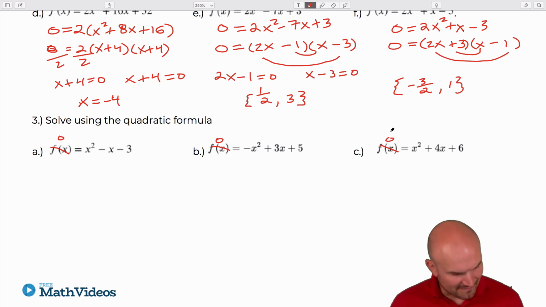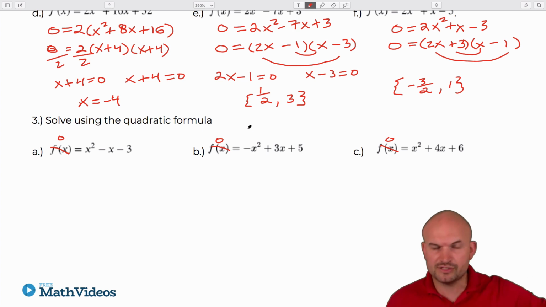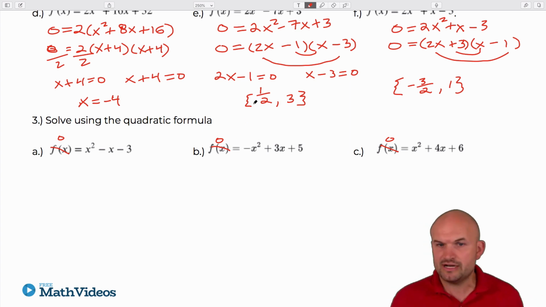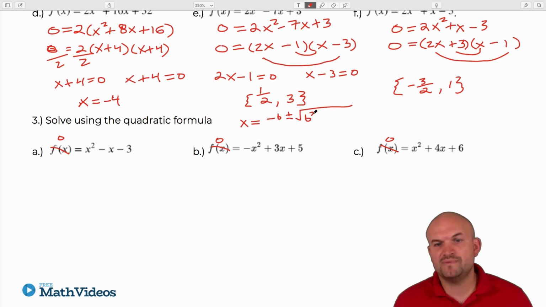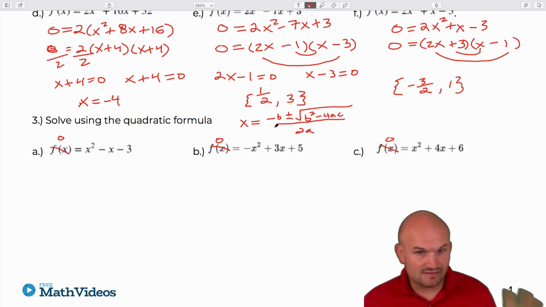So I'm just going to replace f of x with 0. Now to remember, to solve using the quadratic formula, we have to know what the quadratic formula is. So let's just quickly review that. x equals opposite of b plus or minus the square root of b squared minus 4 times a times c, all over 2 times a. So it's important everything is divided by 2a.